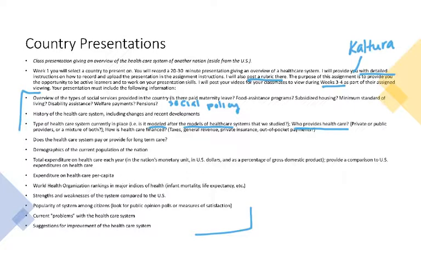Is it private or public, or a mixture of both? You're going to want to talk about how healthcare is financed. Then you're going to want to talk about if long-term care is included in that healthcare system. You're going to talk about the demographics of the current population of that nation, particularly in looking at the age distribution and the socioeconomic distribution.